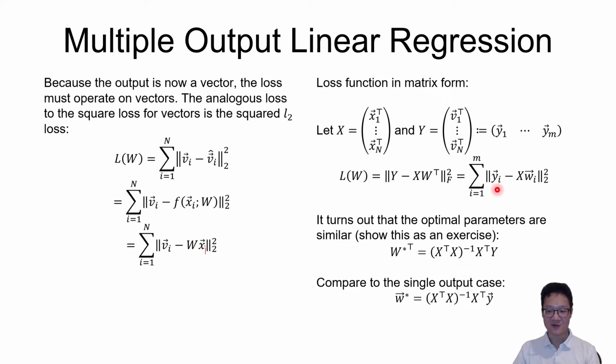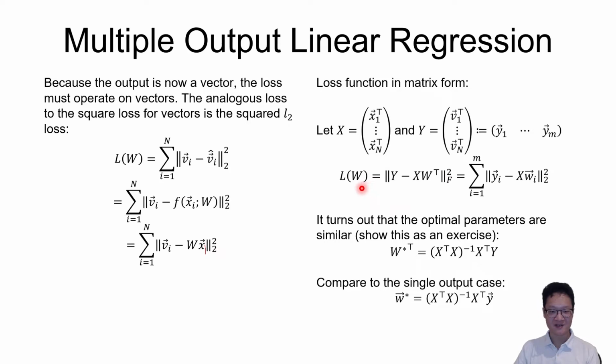And this is actually equal to the vector y, which is the columns of the matrix Y, minus Xwi, the wi being defined back here. So that's equal to the 2 norm squared of all of them added together. Remember, the Frobenius norm is actually the sum of squares. The squared Frobenius norm is the sum of squares of all the matrix elements. So please refer back to the norms slide just to get a refresher if you don't remember.